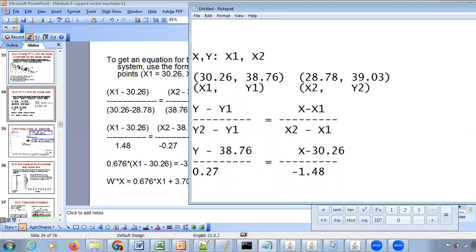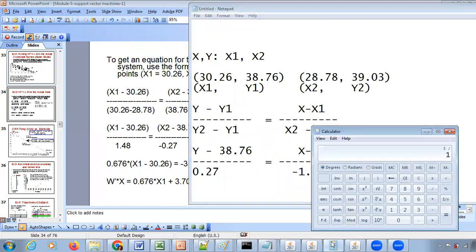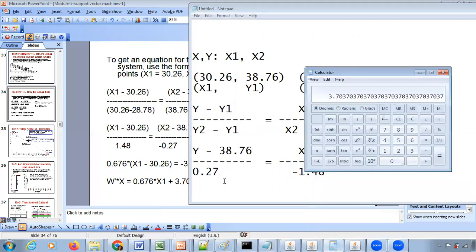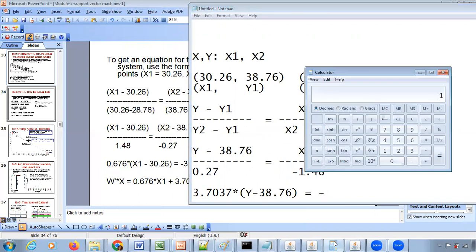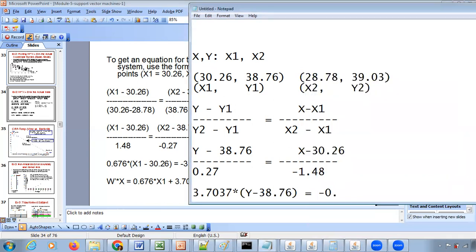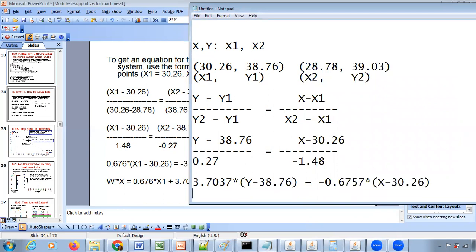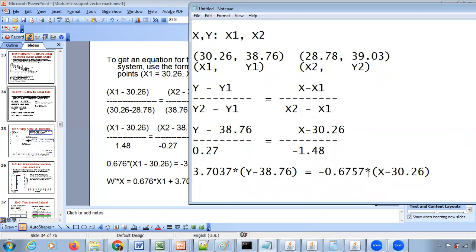So 1 over 0.27 is going to be 3.7037 times y minus 38.76 equals negative 1.48. If you take the inverse of that, it's 0.6757. Three or four decimal places is okay, and you can change between the two as well. So you just have to simplify this equation. Let me do one step.